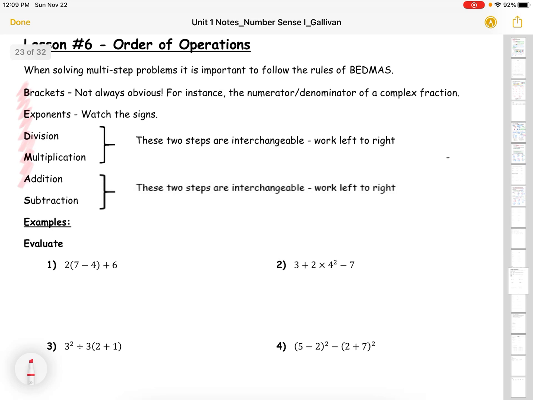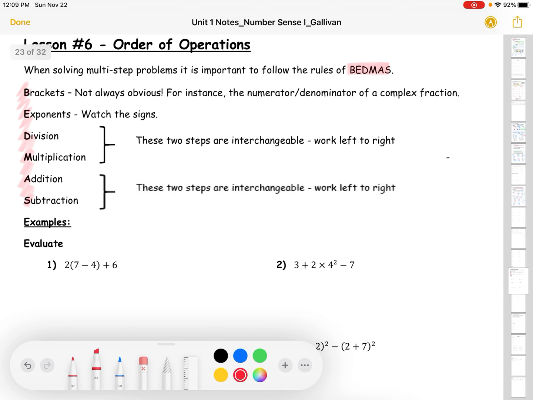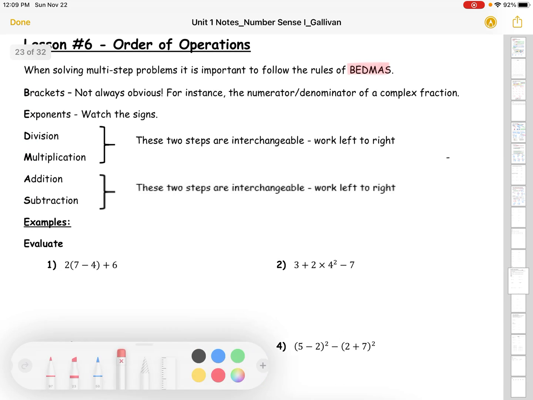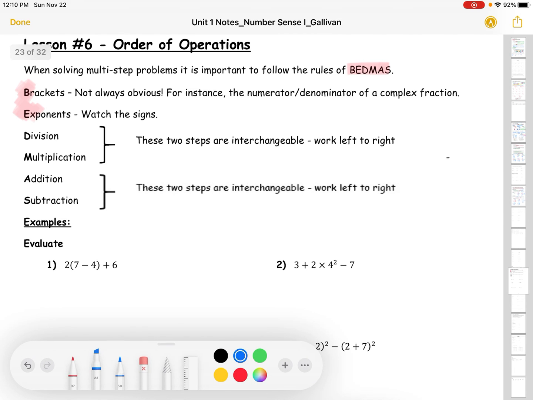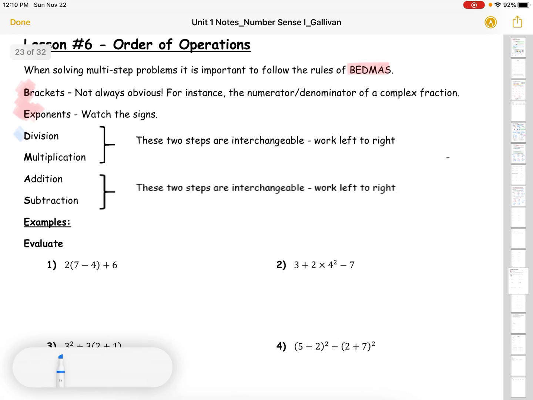So the rules, and you'll often hear the phrase BEDMAS, are, and I'm going to actually delete this and color code it. So brackets and exponents, okay? So we do our brackets and our exponents first, regardless of where they are in the phrase. Then we do division and multiplication, and you'll notice I'm coloring them the same because these are interchangeable. They work from left to right.